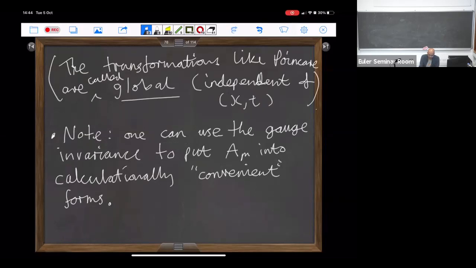This is probably a good time for our break. So let's take 10 minutes. On my clock, it says 14:45. Pause the video. Get my charger.